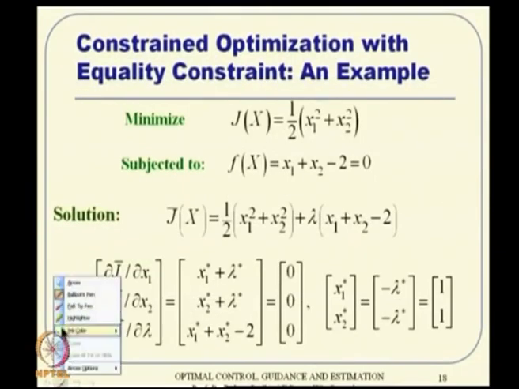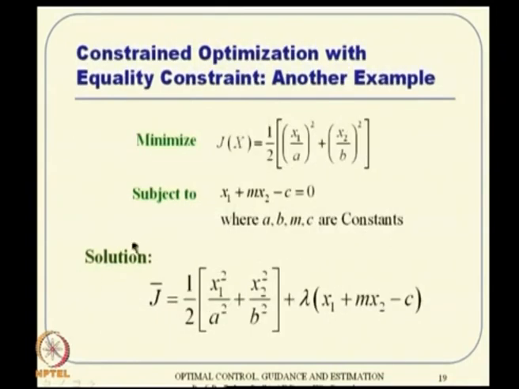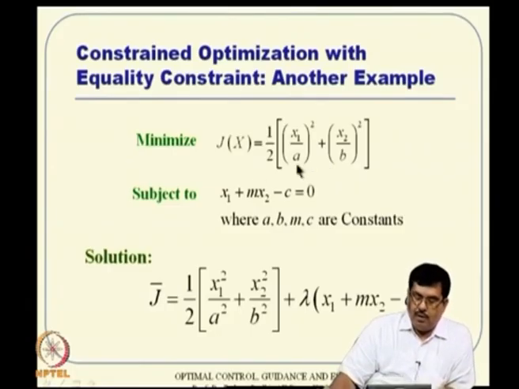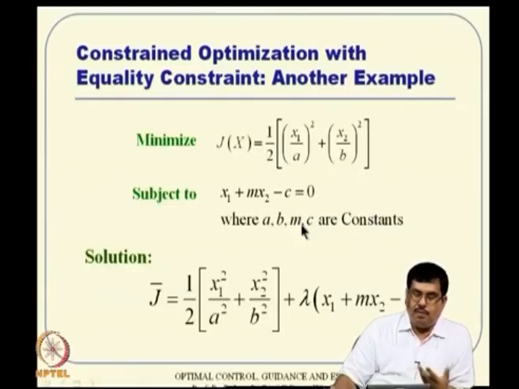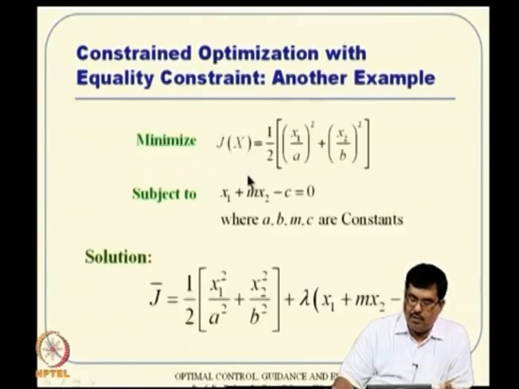Now, generalizing this result a little bit further, you can also think of minimizing some generic expression where A and B variables can be thought of as weighting parameters, subject to a generic straight line, a generic equation of a plane. In these expressions A, B, C, M and C are all constant quantities, but if you take different numbers you get different solutions ultimately. So, this is a generalization of what we saw here.